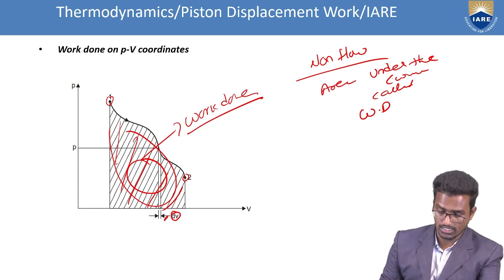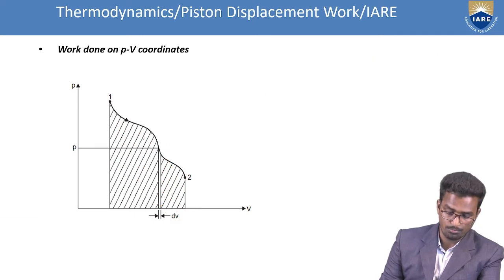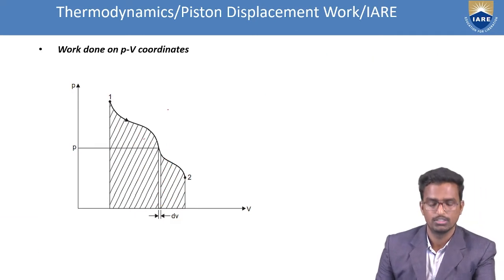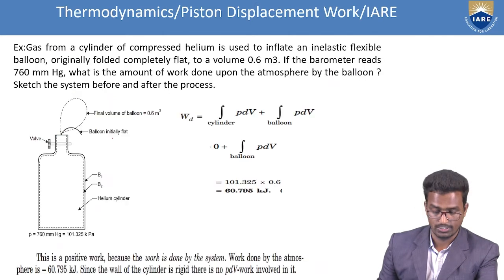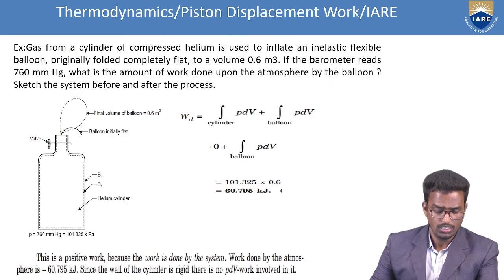So this is an example for that. You see this is a PV diagram for that piston displacement. The area under this curve we call work done. I will take one small example of this.